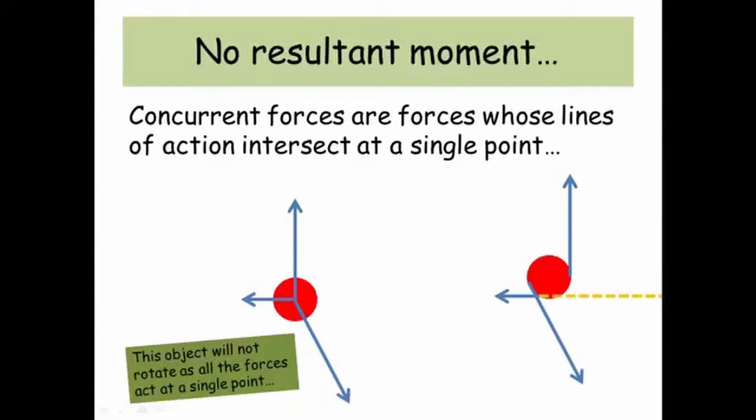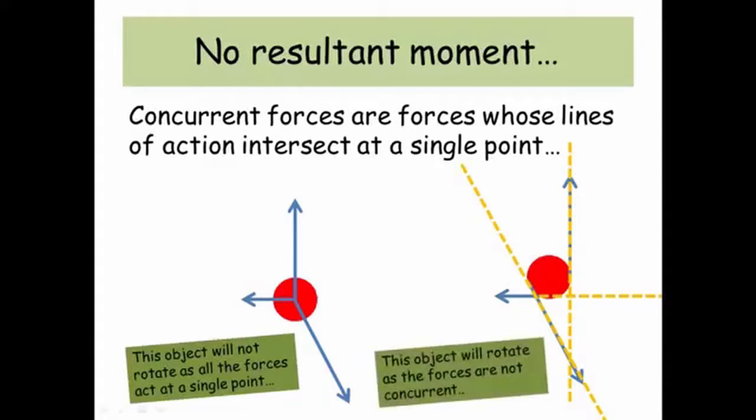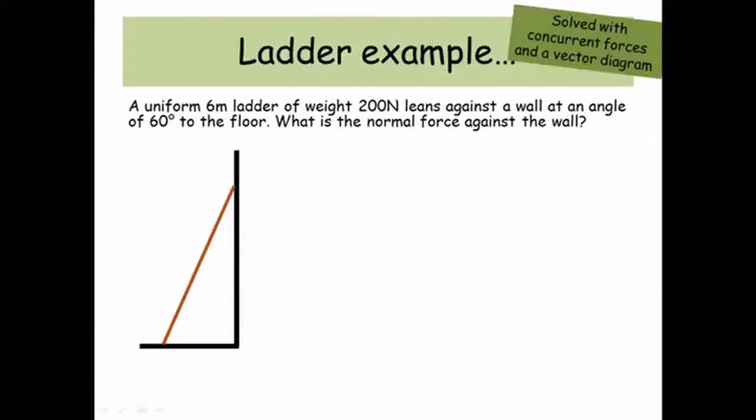However, for the object on the right, if we just draw where our lines of action are going through, you can see that for the three forces, the lines of action do not meet up at a single point, therefore there will be some kind of rotation. So this object will rotate as the forces are not concurrent.